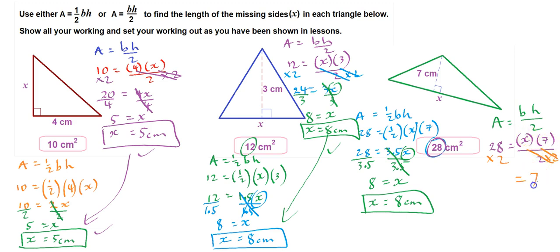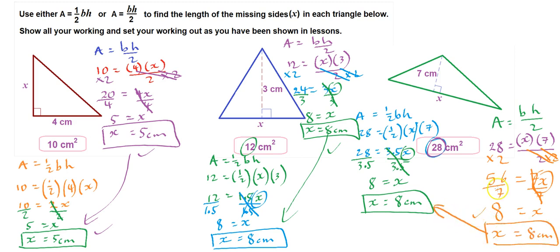x times 7 is 7x. 28 times 2 is 56. Times by 7, I divide by 7 to cancel it out. Divide by 7 on both sides to keep the whole equation balanced. That cancels. I'm left with x. x equals 56 divided by 7, which is 8. So x equals 8 centimeters. And that's the same as what I had here. So those are correct as well.